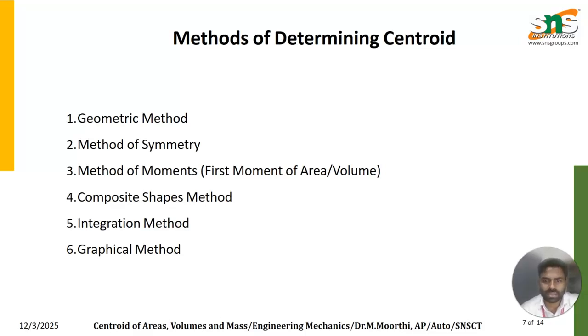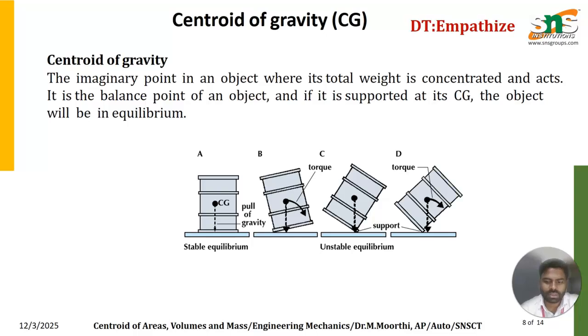Next, we have different methods to find the centroid of a particular shape: the geometric method, method of symmetry, method of moments, also called the first moment of area, then the composite shapes method, integration method, and graphical method. Each method has its own unique concept.